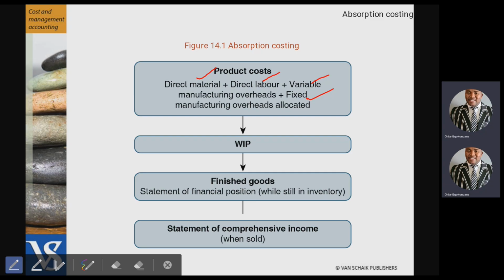And I can tell you now, guys, that's the difference between the two methods. The difference is how we treat the fixed manufacturing overheads. Under the absorption costing method, fixed manufacturing overheads form part of the product cost, whereas under the direct method they are a period cost. From there we can go to the account that represents the production, that is your work in process account. Whatever we finish from that work in process account will go to your finished goods. Then you can draw up your comprehensive income statement thereafter.